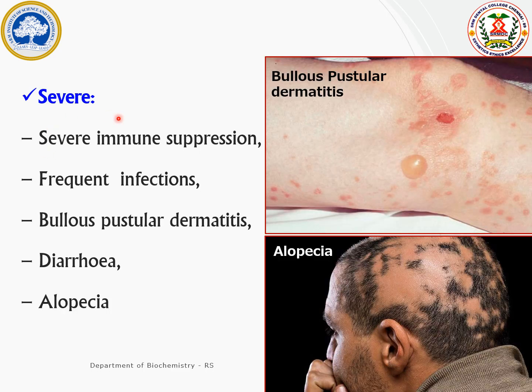In severe zinc deficiency, the person will suffer from severe immune suppression, so the person will be frequently prone to infections. And bullous pustular dermatitis, this is the picture showing bullous pustular dermatitis, where water-filled blisters will be seen all over the body, followed by diarrhea and alopecia. Alopecia is the loss of hair in patches. A person will develop hair loss in patches. So this is a picture showing alopecia.